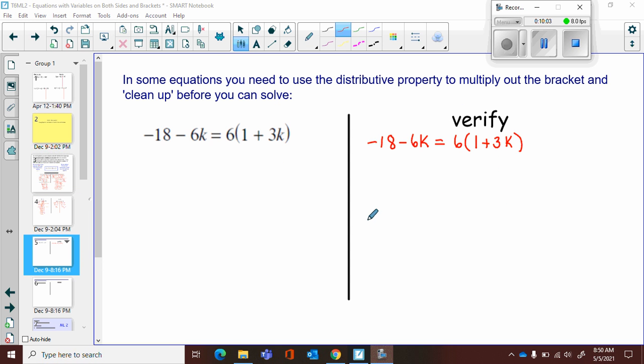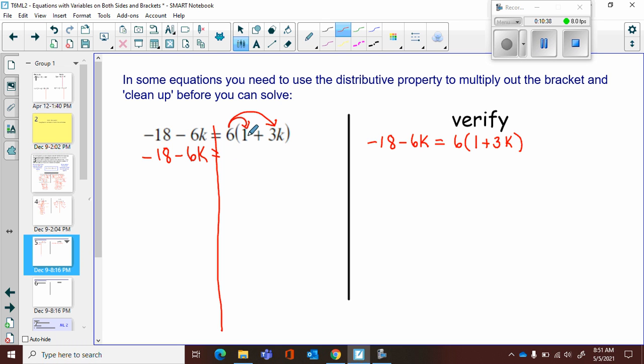In some equations, you are going to need to use the distributive property first to multiply out the brackets and simplify this before you can actually solve it. We call that cleaning up. So we're going to clean this up a little bit, and then we can better solve our equation. So I'm going to draw my line down the page. I'm not going to do anything right now to the left-hand side, but I am going to use the distributive property to multiply this out and expand it.